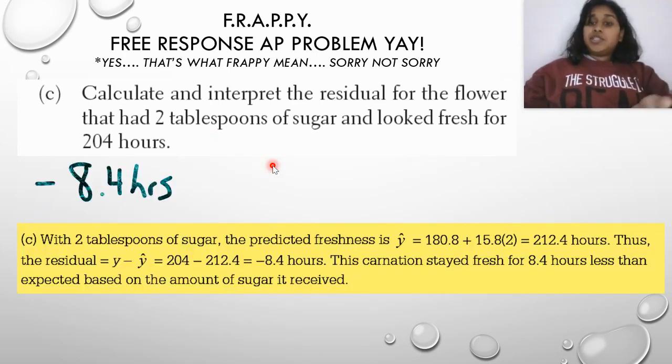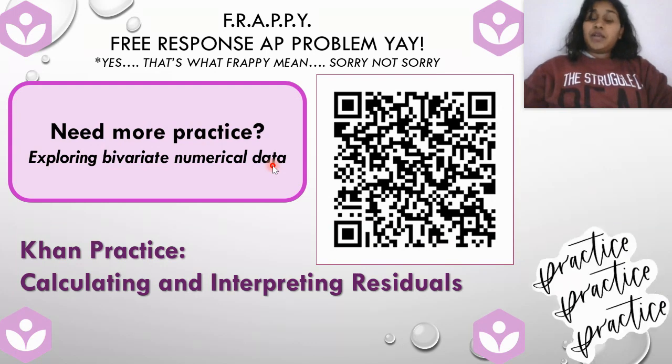Well, it means that the carnation stayed fresh for 8.4 hours less than the expected amount on the sugar it received. So they actually expected it to last longer, which we saw because it was 212.4 hours. Cool.